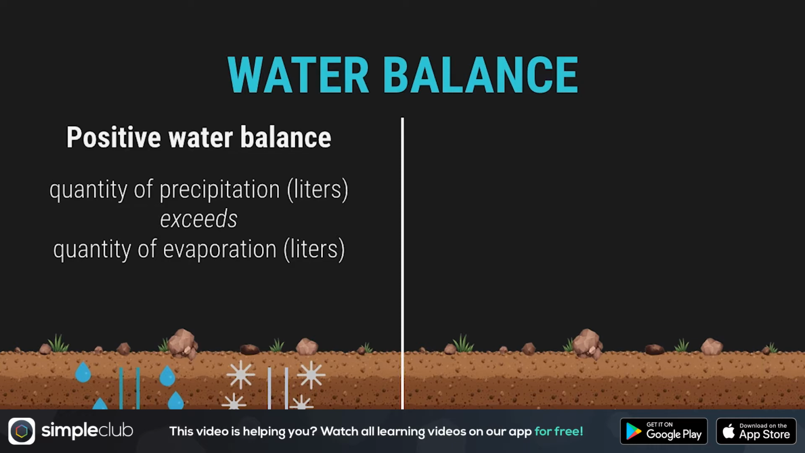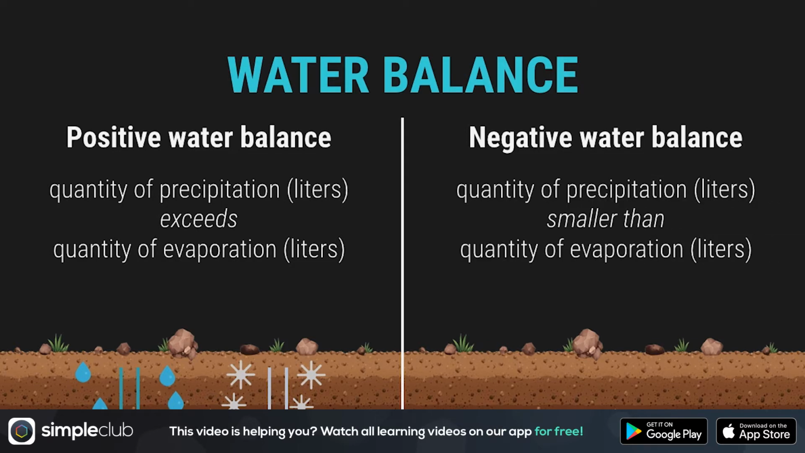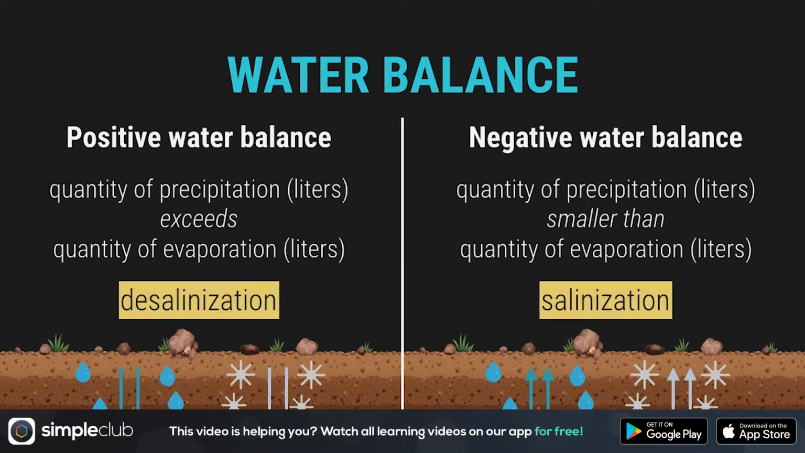On the other hand, we can also have a negative water balance. Taken over the entire year, more water evaporates than is replenished through precipitation. In other words, the salt rises up into the topsoil to accumulate there. With positive water balance, we have desalinization of the upper soil layer. Conversely, a negative water balance leads to salinization.